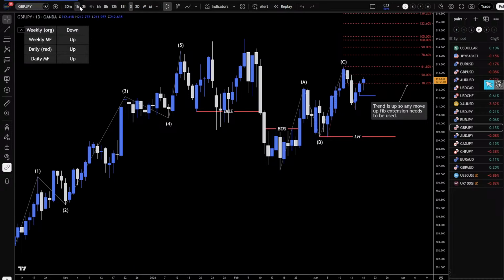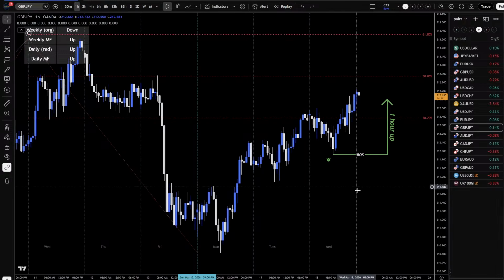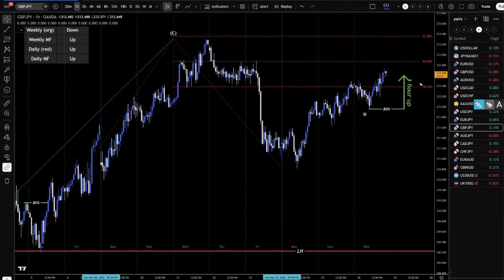I'm not long. I'm looking for longs, and I am bullish on the pound yen. I would definitely be paying attention to Fibonacci extension levels for areas of resistance and areas of support. Well, resistance in this case because we're going up. As long as it doesn't take out this low right here, we are definitely in an uptrend right now.